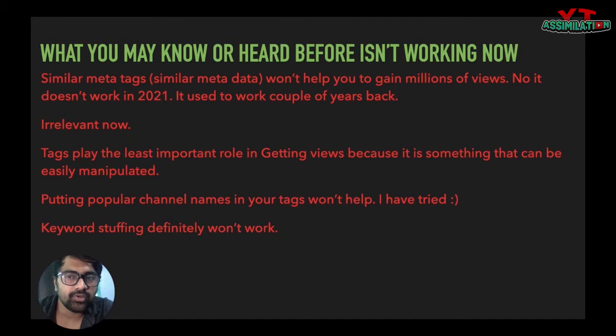And here are some misconceptions and myths about YouTube tags that have been widely spread across the platform. Let's talk about this, guys. Similar meta tags and similar metadata aren't working anymore. It used to work a couple of years back, and now it's not working. I am seeing a lot of YouTube gurus talking about this, and I don't know why, because they know that this stuff doesn't work. It used to work years back and now it's not working.